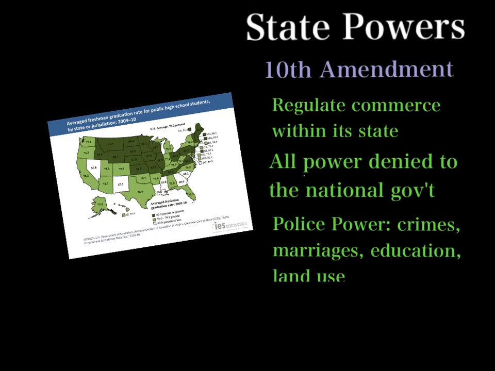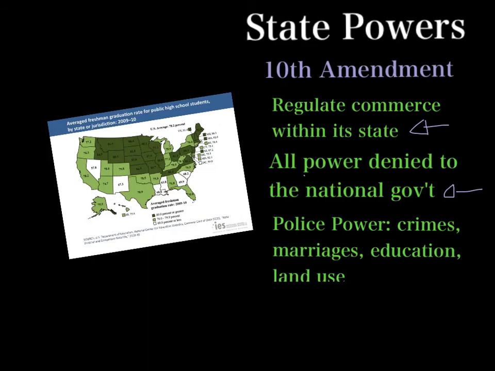Federalism also covers a thing called state powers. State powers are laid out in the 10th Amendment, but the 10th Amendment is a little bit ambiguous and has allowed for the reserved powers, those powers that are reserved for the states, to be defined differently at different times in our history. But we do know that each state has the right to regulate commerce within its state, and it also has all power denied to the national government.